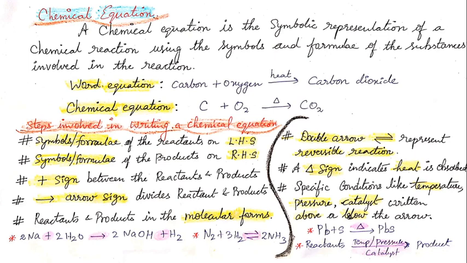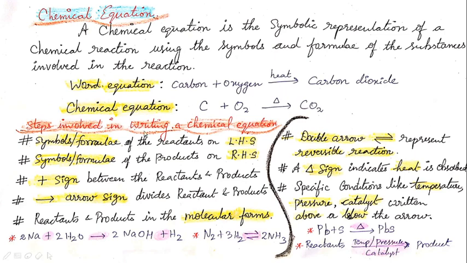In lower classes, we would have learnt about word equation. There is a simplified form to represent an equation. Here is an example: carbon reacts with oxygen in the presence of heat to form carbon dioxide. So what is the chemical equation here? Instead of words, we are going to use symbols and formulas. See, C plus O2 gives CO2. Here above the arrow mark, we are representing a small triangle. This means that heating occurs during the reaction.